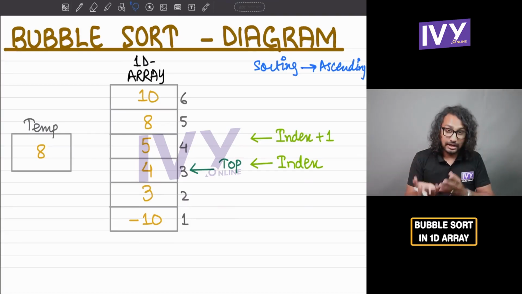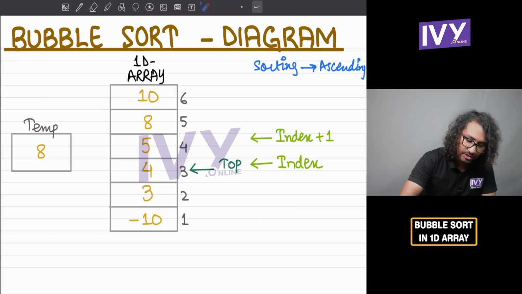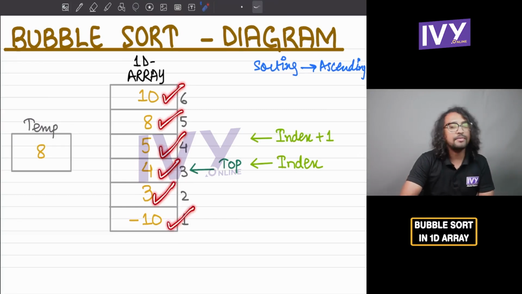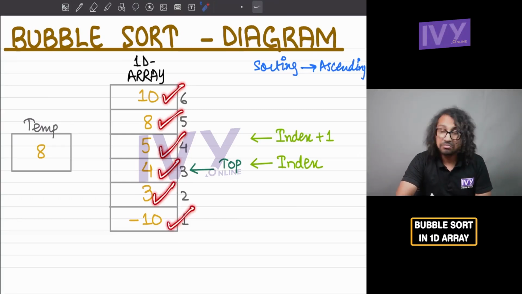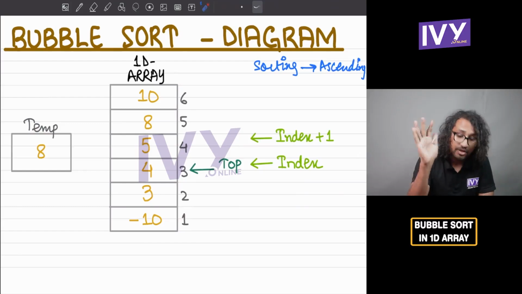thus the whole array is sorted in ascending order. And now we are going to see 10 is the biggest number or the largest number, then 8, 5, 4, 3, and minus 10 at the end of the day. Quite simple, right? Now, understand one more thing.